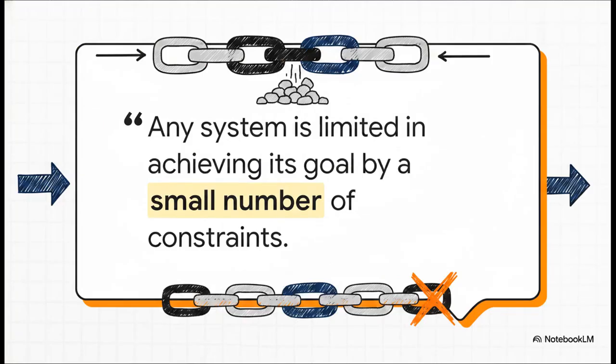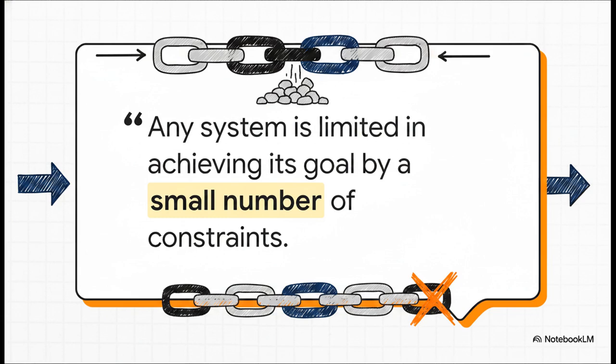You know, back in 1984, Eliyahu M. Goldratt dropped his absolutely groundbreaking book, The Goal. In it, he laid out this massive, simple premise. Any system is limited in achieving its goal by a small number of constraints. Now, if you work in operations, you likely know TOC inside and out. But this white paper frames it in a really fresh way.